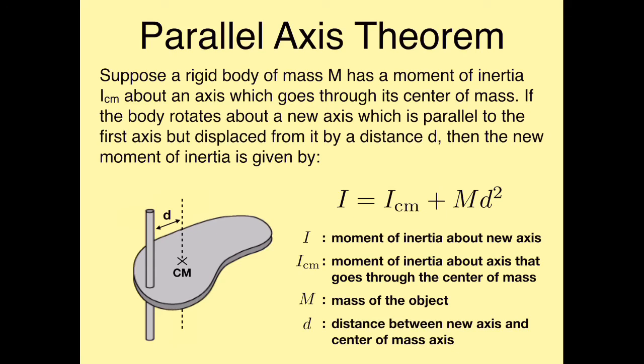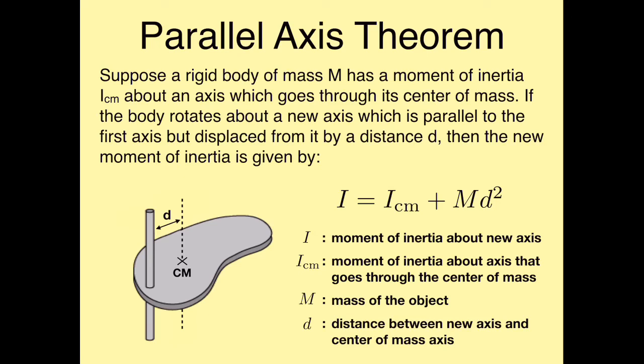Suppose a rigid body of mass m has a moment of inertia, I_CM, about an axis which goes through its center of mass. So in other words, if we take the object, whatever it happens to be, and we rotate it about an axis that goes through the center of mass, this would be I_CM. That would be the corresponding moment of inertia.